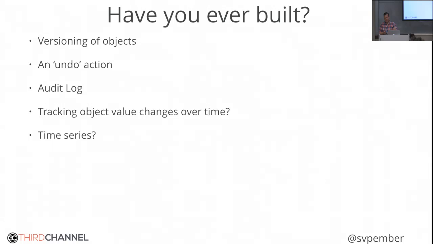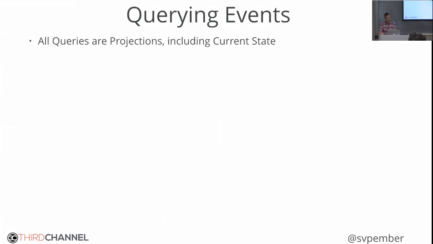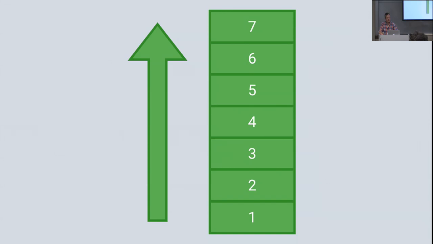And now we get to a particularly hairy topic. How am I going to handle all of these events and find what I'm looking for? All queries within event sourcing are often referred to as projections, like I mentioned earlier, projections over the event stream. This includes the concept of current state. Returning current state is super easy. It's one query. I grab all the events with this aggregate ID, build it up, and I have a model. It's pretty straightforward. But other projections can be tough.